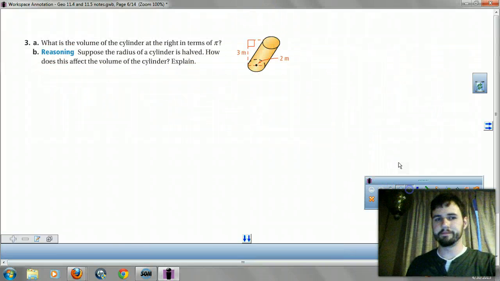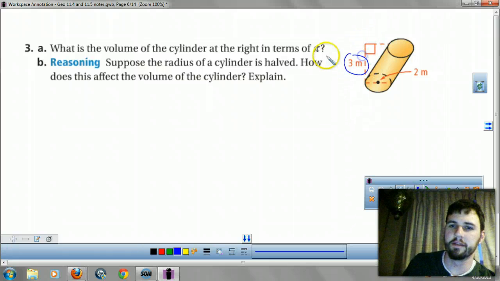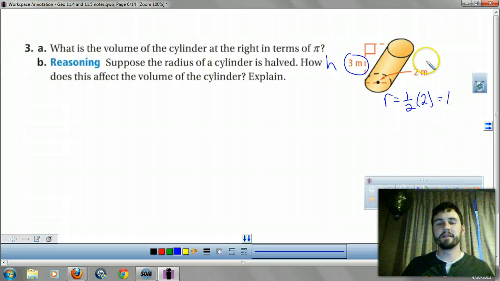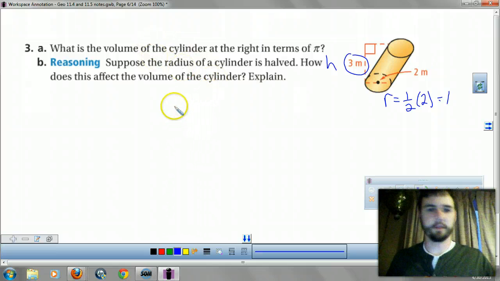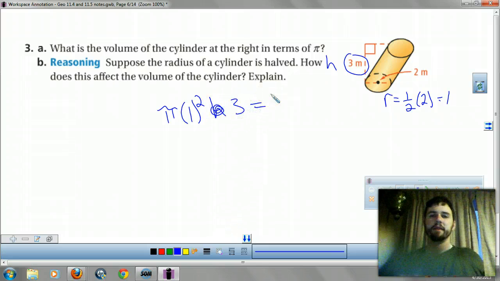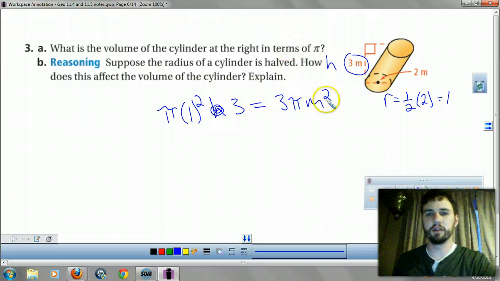Let's try them. Okay, for this beast, our height is 3. Our radius is 1/2 of 2, which is 1, because it's half the diameter. So let's plug in our formula. It's pi, our r squared, right, times height, which is 3. Okay? 3 times 1 squared is 3, so 3 pi meters cubed.